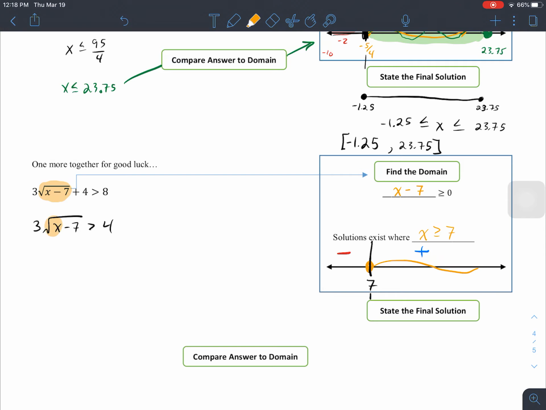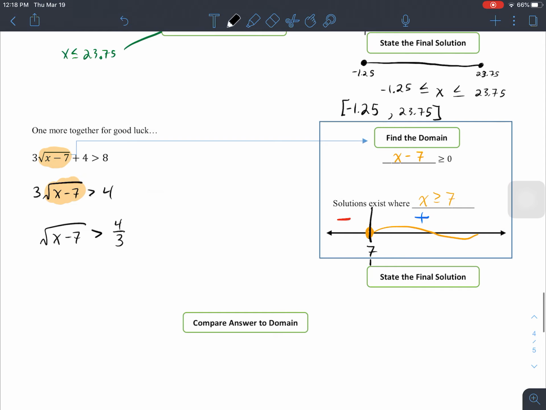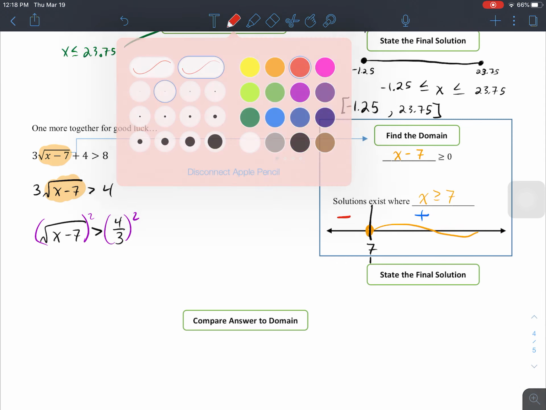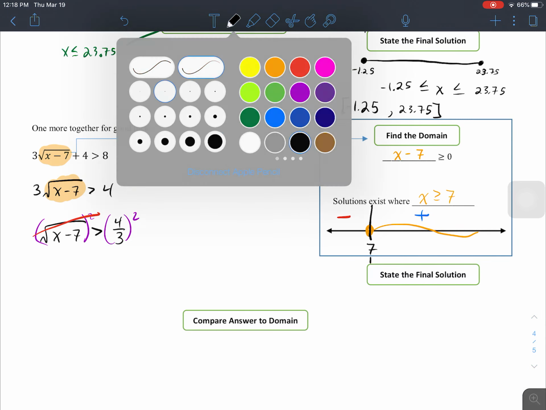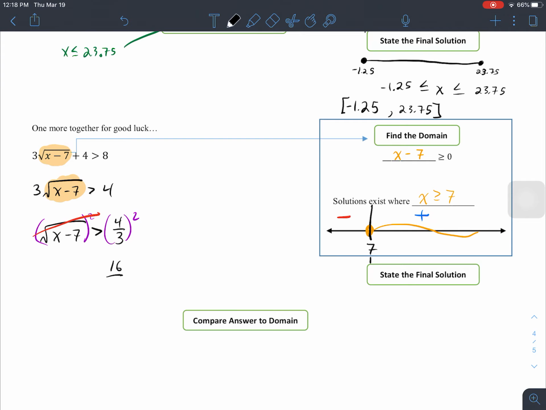And then I'm going to, still not by itself, divide by 3 just like I would for an equation. And in this case, since it's thirds, I'm going to keep it as a fraction. To square both sides and square a fraction, I'm going to square the top and square the bottom, which gives me 4 squared is 16, 3 squared is 9. The square and square root cancel. X minus 7 is greater than 16/9.